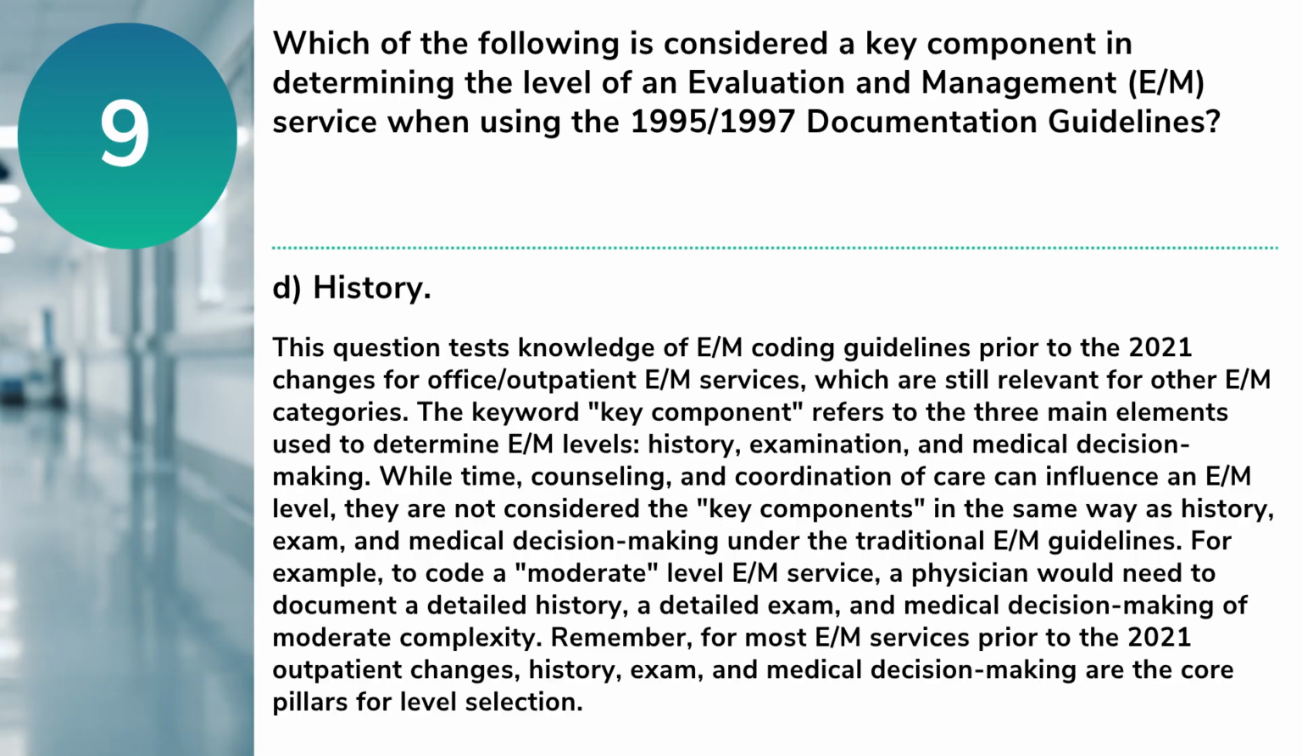Answer: D. History. This question tests knowledge of E/M coding guidelines prior to the 2021 changes for office/outpatient E/M services, which are still relevant for other E/M categories. The keyword key component refers to the three main elements used to determine E/M levels: history, examination, and medical decision-making. While time, counseling, and coordination of care can influence an E/M level, they are not considered the key components in the same way as history, exam, and medical decision-making under the traditional E/M guidelines.